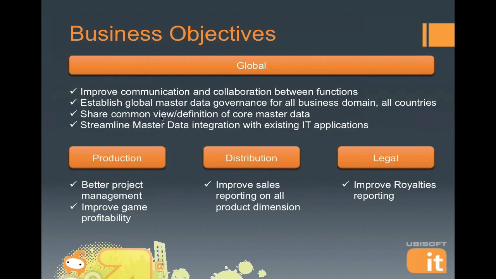So our global business objectives were to improve communication and collaboration between the different organizations and functions. As I mentioned before, we had so many silos, and so one of the major activities that you need to make sure that you establish is the data governance for all of the business domains, and certainly make sure that it also includes the different countries or organizations as well. For this to be successful, no one should be left out.